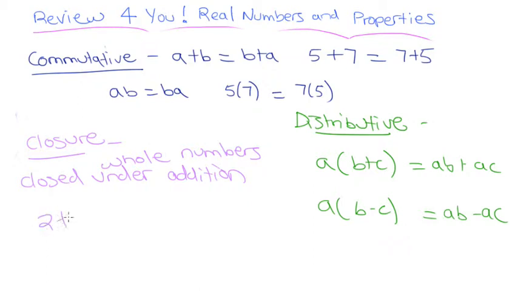So 2 plus 3 is equal to 5. 5 is a whole number, 3 is a whole number, 2 is a whole number. It will work for each and every one in addition. It will also work for multiplication. It will work for addition and multiplication.